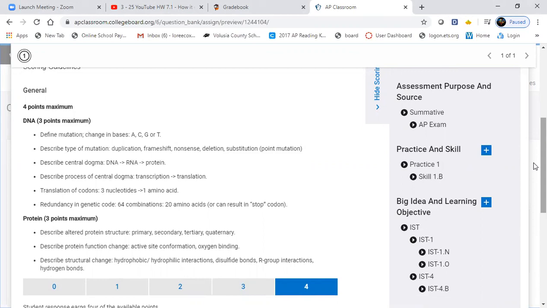So you could have gone into detail about a duplication, a frame shift, a nonsense, a deletion, a substitution, or point mutation. Any one of those, a description of it and how it affects the DNA would have earned you your point. So let's go back to the paper.